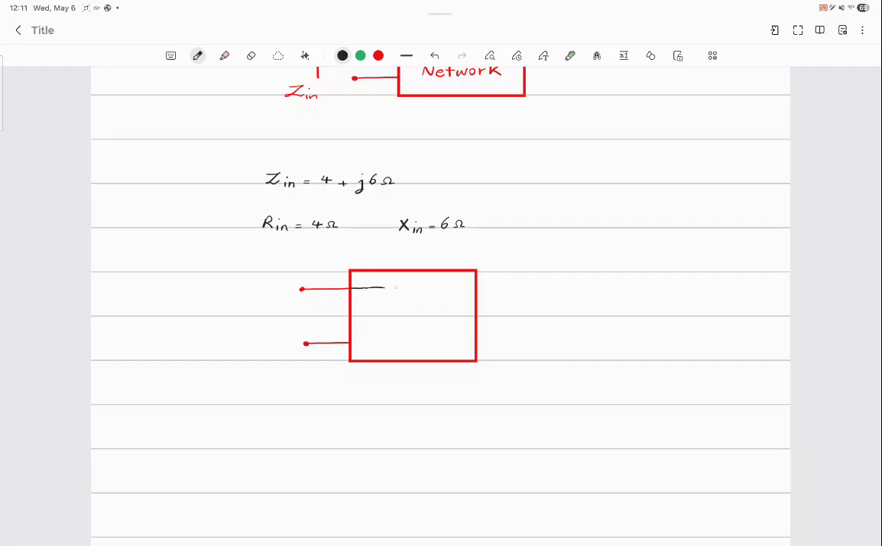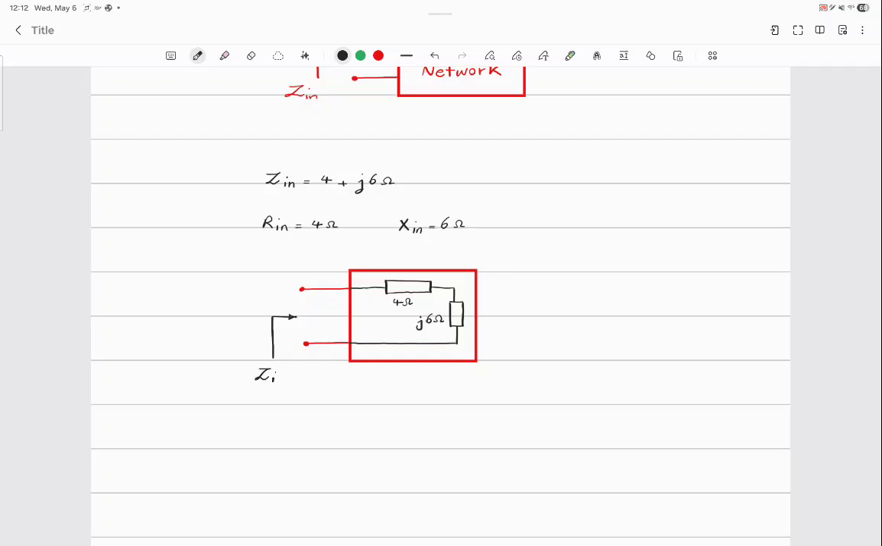So it's like that. Do you agree with that? Why did I draw them in series? Because they are being added. When are you allowed to add two impedances? If they are in series, okay? So do you agree so far with whatever I've written?